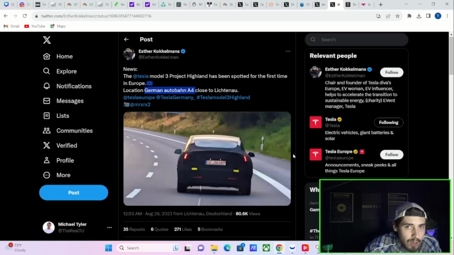At least in China, we've already seen reservations go up at Tesla showrooms. So hopefully this comes sooner rather than later. I would say this is a good sign of that.